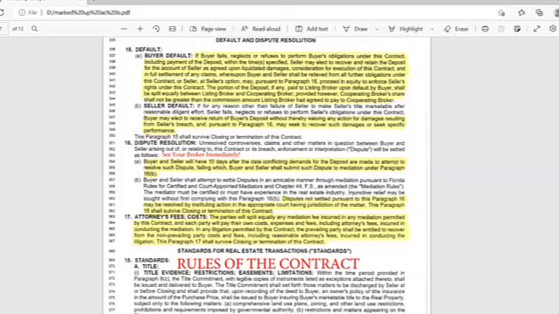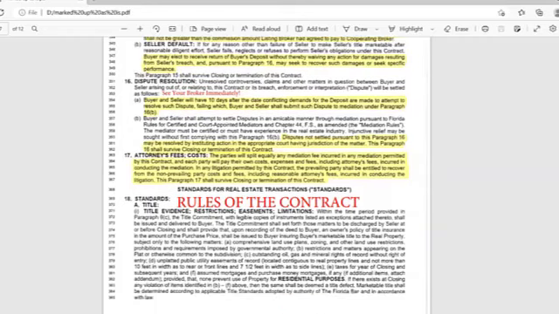17, attorney's fees and costs. The parties will split equally any mediation fee incurred in any mediation permitted by this contract, and each party will pay their own costs, expenses, and fees, including attorney's fees incurred in the conducting of the mediation. In any litigation permitted by this contract, the prevailing party shall be entitled to recover from the non-prevailing party costs and fees, including reasonable attorney's fees incurred in conducting the litigation. This paragraph 17 shall survive closing and termination of the contract.